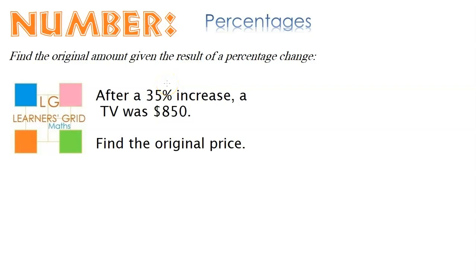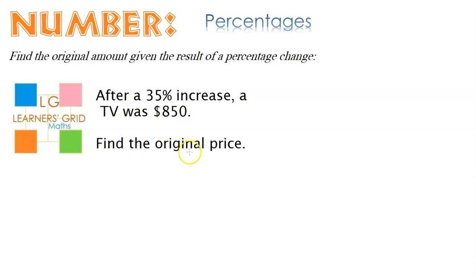In this tutorial, I am going to demonstrate how to find an original amount, in this case an original price, following a percentage increase. So let's have a look at this question here. It says, after a 35% increase, a TV was $850. Find the original price.